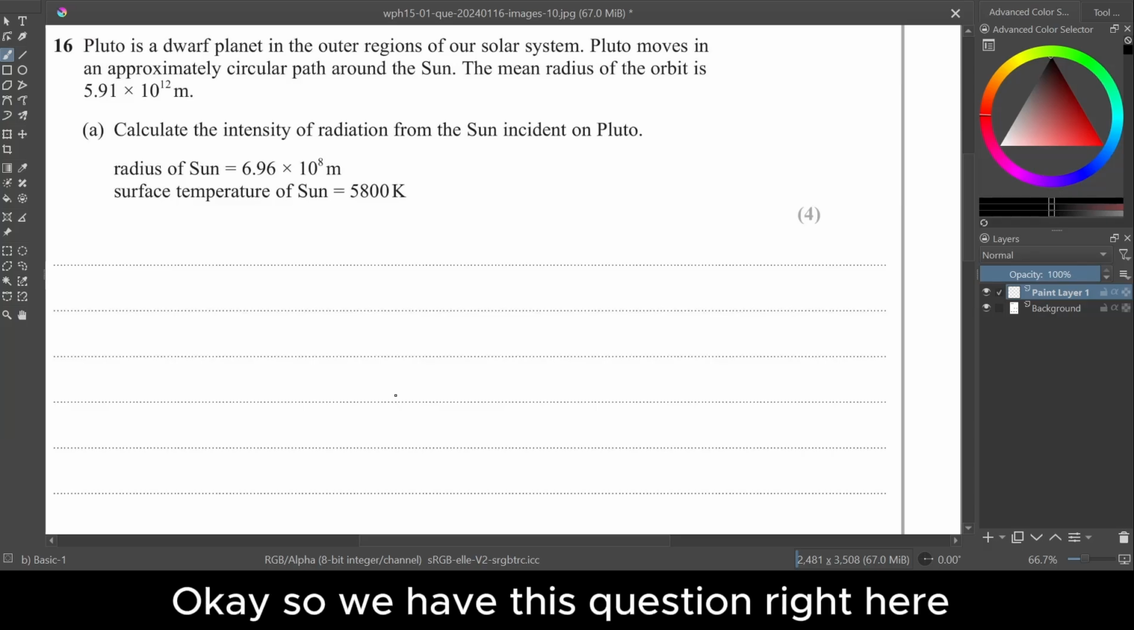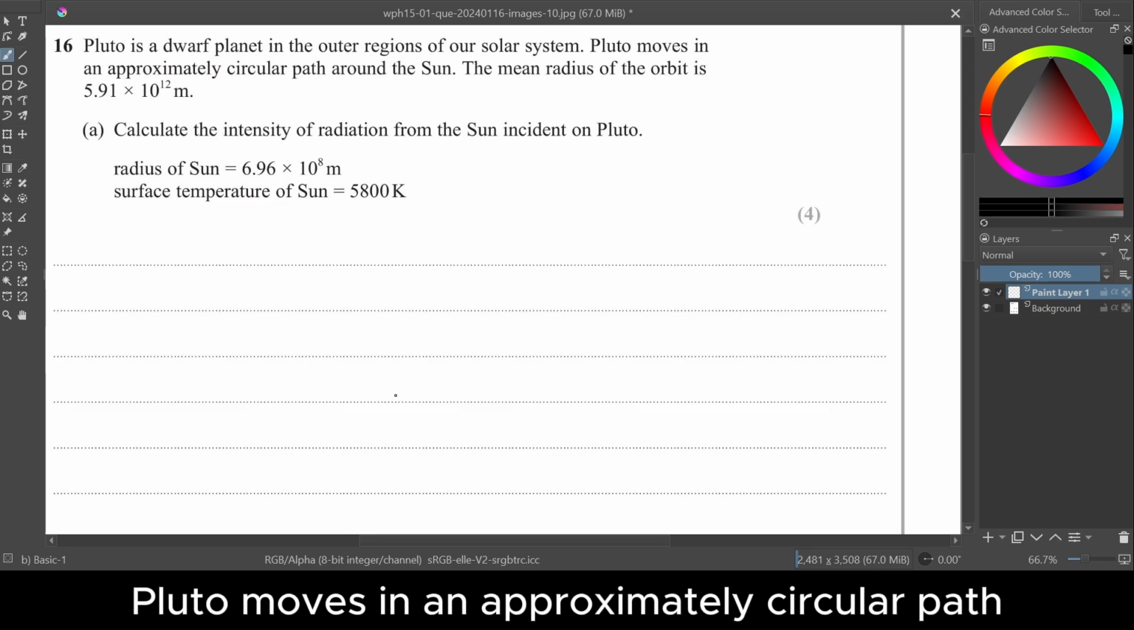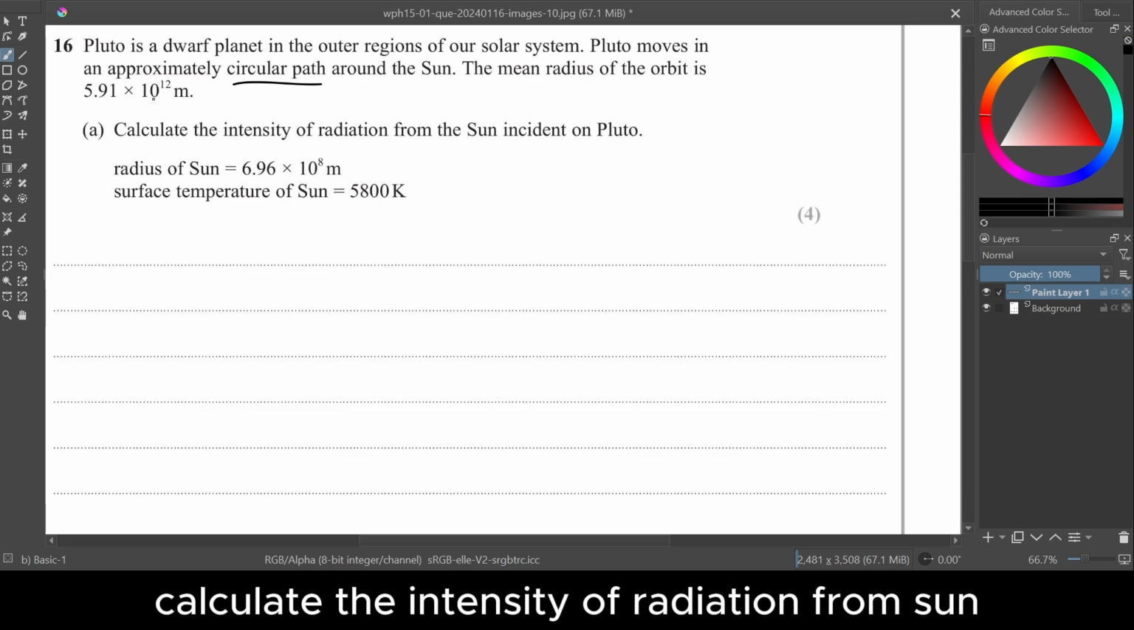Okay, so we have this question right here. It says Pluto is our dwarf planet in the outer region of our solar system. Pluto moves in an approximately circular path around the sun. The mean radius of the orbit is this. Calculate the intensity of radiation from the sun incident on Pluto.